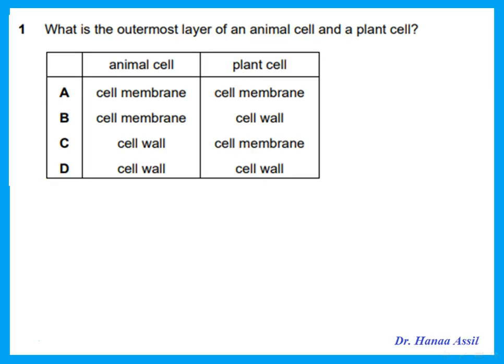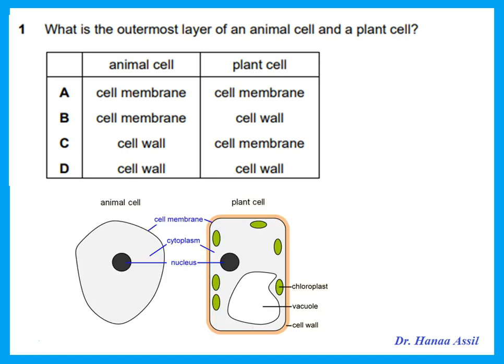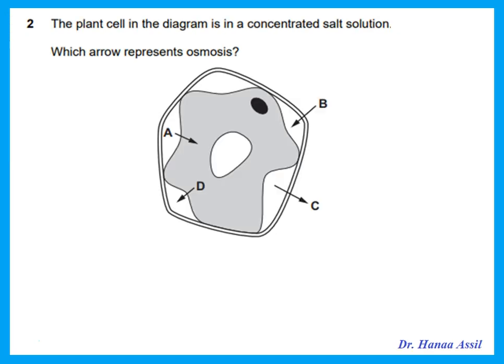What is the outermost layer of an animal cell and a plant cell? Well, let's remember that the outer layer in an animal cell is the cell membrane. But in a plant cell, the outer layer is the cell wall. So my answer is B.